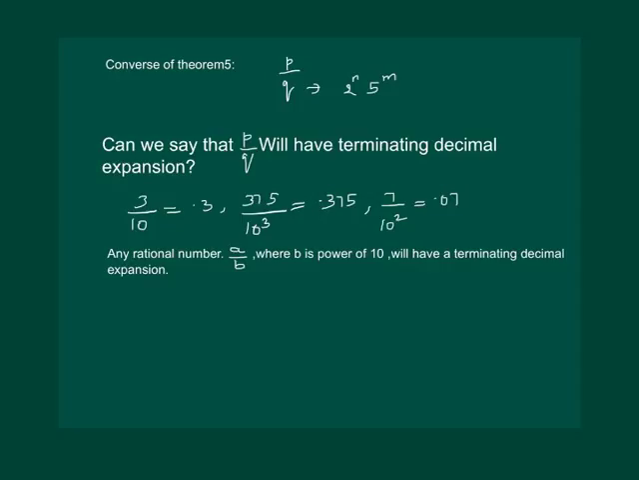From here we conclude that any rational number a by b, where b is a power of 10, that is the denominator is a power of 10, will have a terminating decimal expansion.